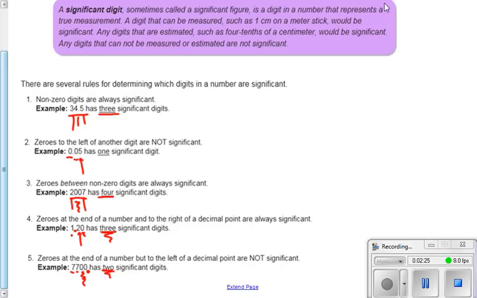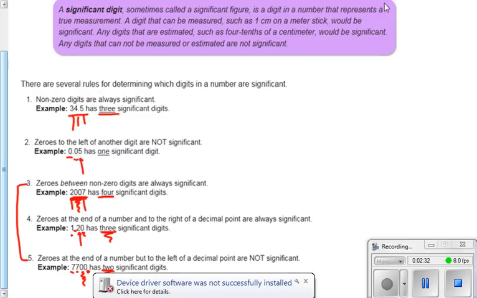Note the difference between Rule 5 and Rule 3. Remember, 2007 is significant because these zeros are in between 2 significant digits. When they come at the end and it's to the left of the decimal point, they are not considered significant.